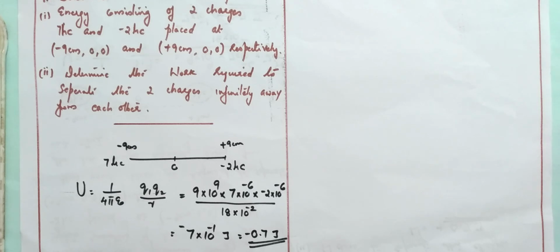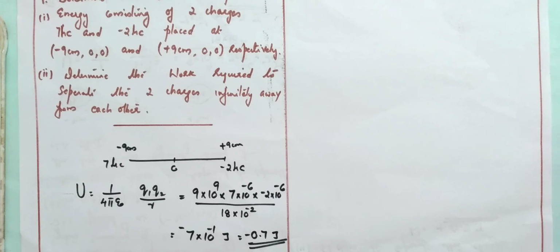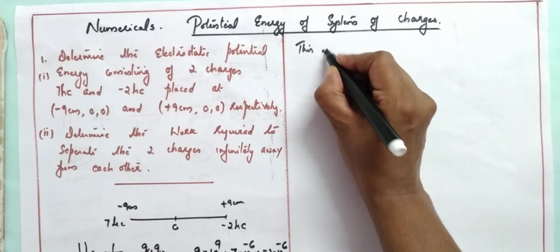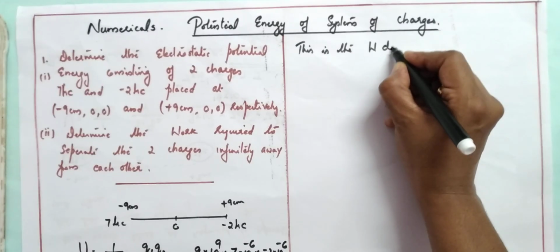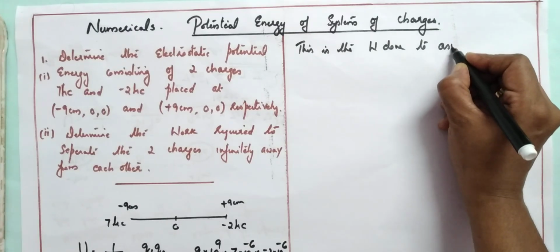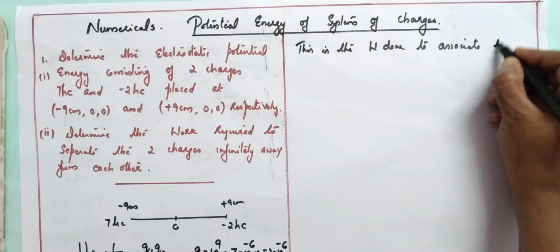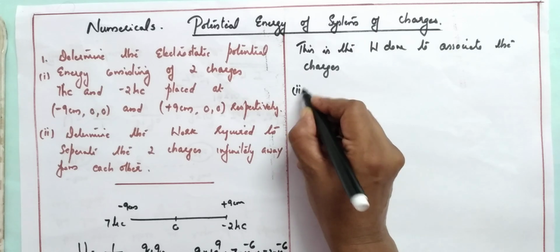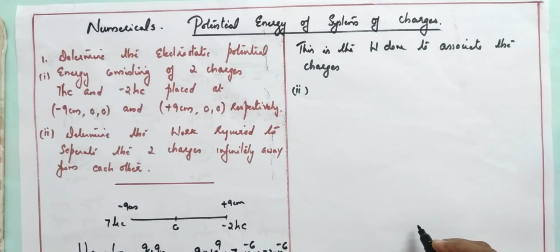Now, pass on to the second part: determine the work required to separate the two charges infinitely. If you know the definition of potential energy clearly, you can do this rightly. Once more, potential energy is the work done to associate the two charges. The second part is to determine the work done to separate the two charges.